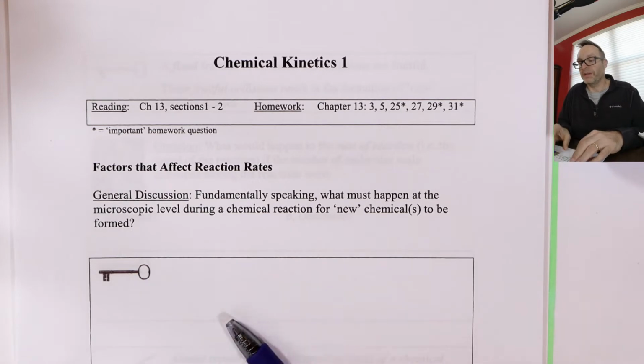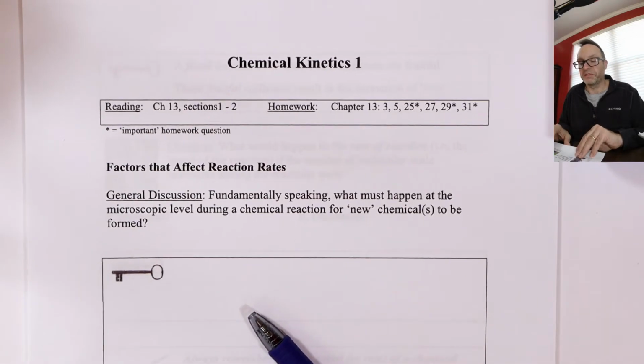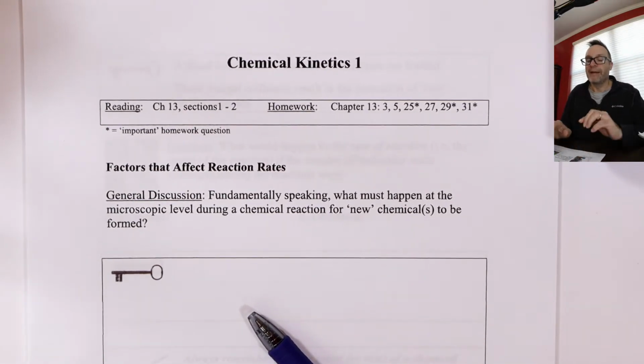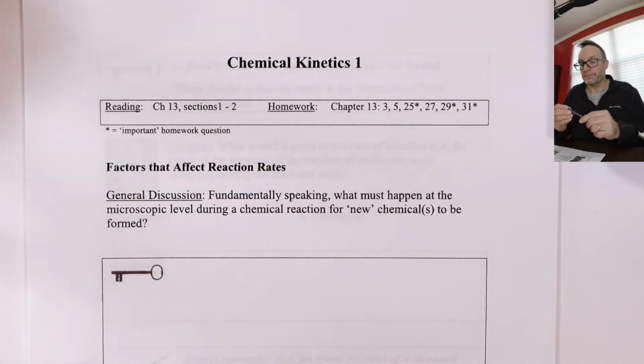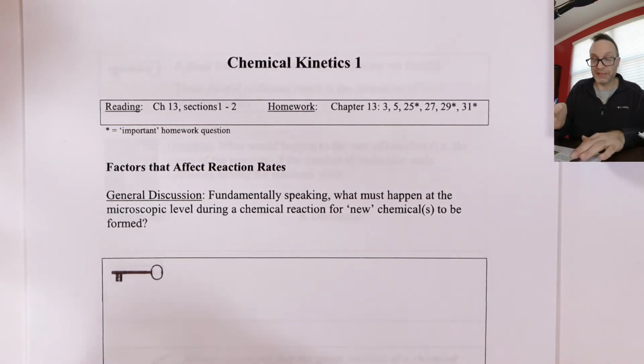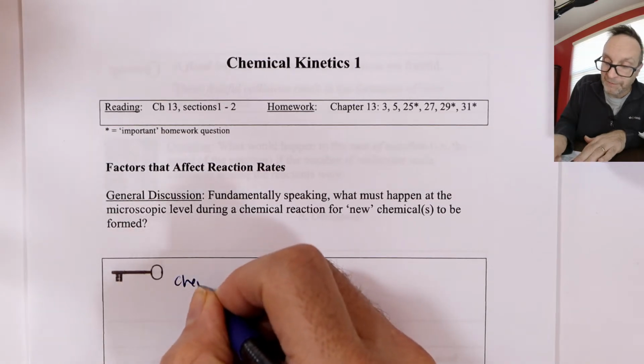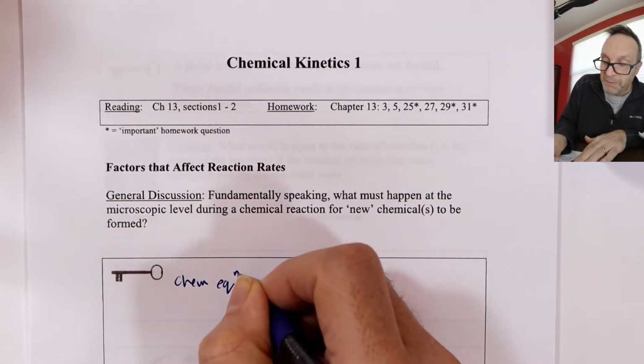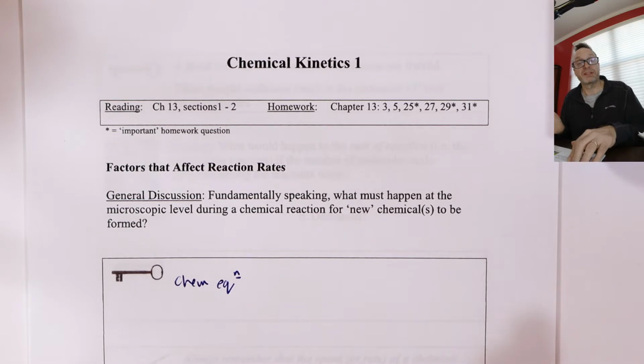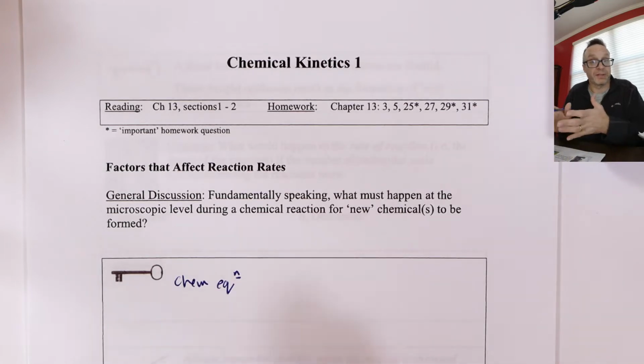Now, let's get into some simple ideas. What things affect the rate of a reaction? If we think about it, what must happen on the microscopic level to make something new? We can draw a little picture. I love these pictures. If we have a chemical equation, remember from the very start of the semester, I told you that a chemical equation was really a microscopic description of an event on the atomic scale.